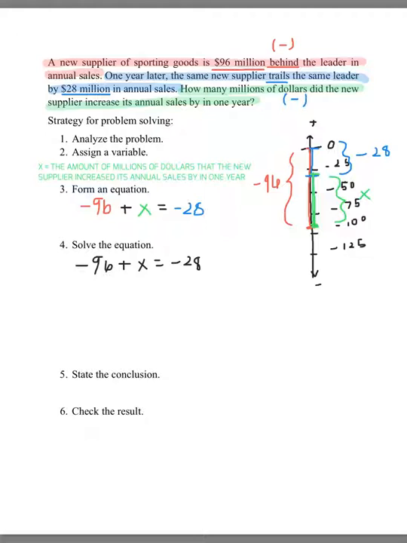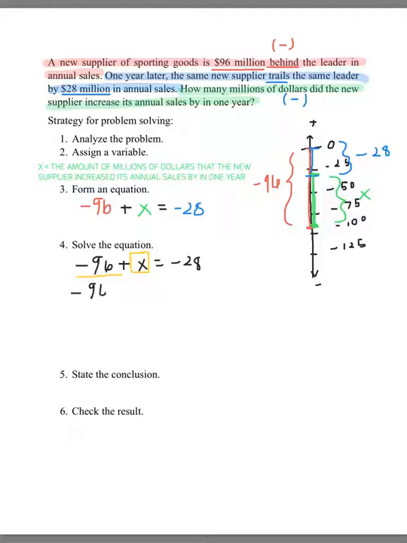So again, we always want to get the variable X completely by itself. The problem right now is that we're adding negative 96 to it. Since we want to undo the addition of negative 96, we could just simply add the opposite sign. In which case, the opposite sign of a negative 96 is going to be a positive 96. So we're just going to go ahead and add that to both sides of the equation.